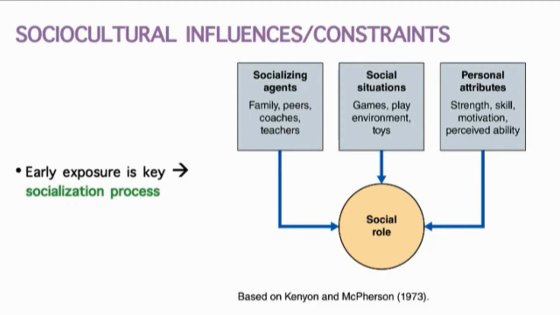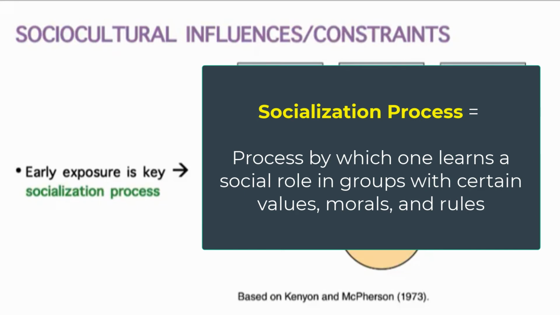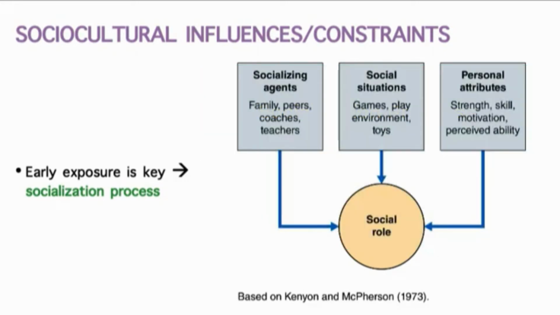So, in terms of a concrete definition, we call the socialization process a process by which one learns a social role in groups with certain values, morals, and rules. So, society has values, morals, and rules. The socialization process is how we learn all of those things within a social setting.